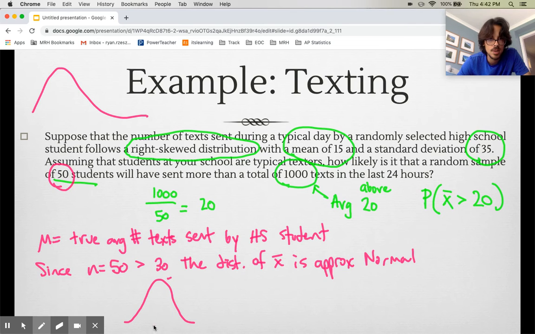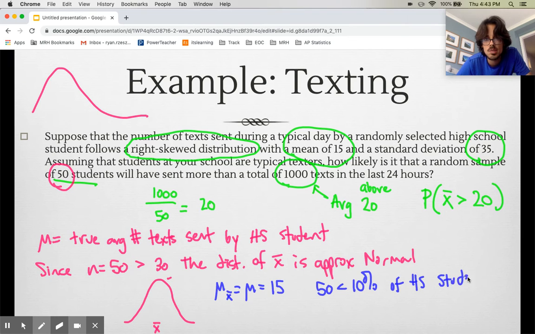I can label it for x bar, almost out of space there. But what do I put for my mean and for my standard deviation? Well, don't you worry. We're going to find those out right now. The mean for x bar's graph is just the mean for the population, which they say is 15. And for standard deviation, I've got to check 10% first. 50 is less than 10% of high school students. That's great. That means it's standard deviation time.